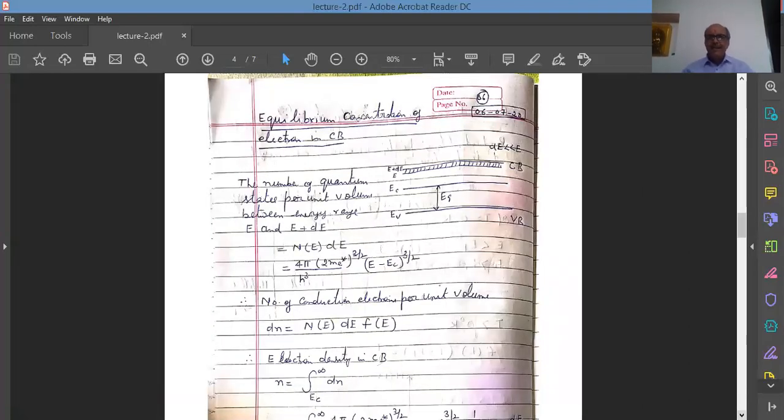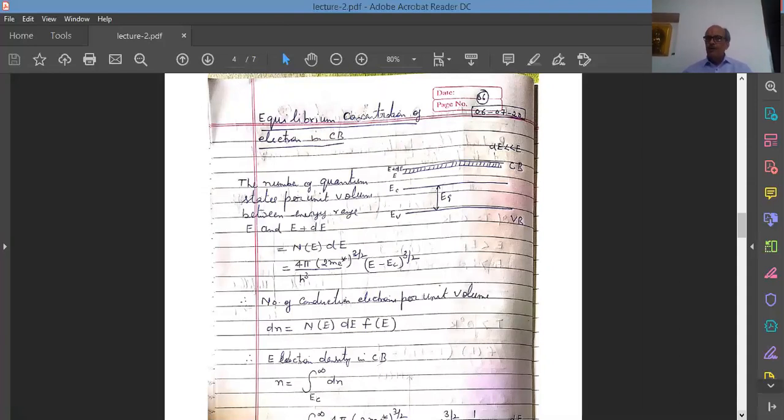So with this idea of the density of states function and Fermi-Dirac statistics, which is obeyed by the electrons, and electrons are basically the major carriers, holes are also electrons. We will now derive the equilibrium concentration of electrons in the conduction band and then the equilibrium concentration of holes in the valence band.